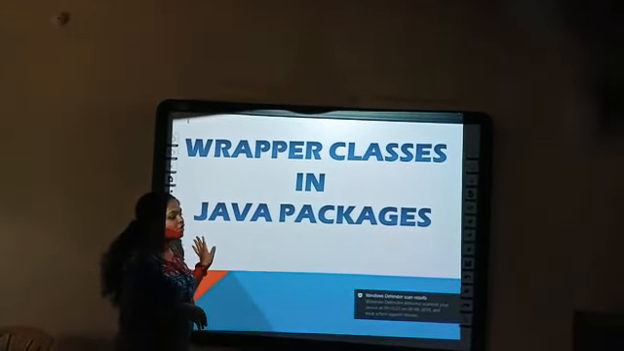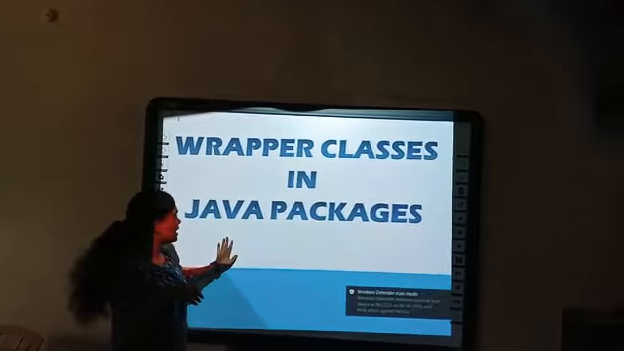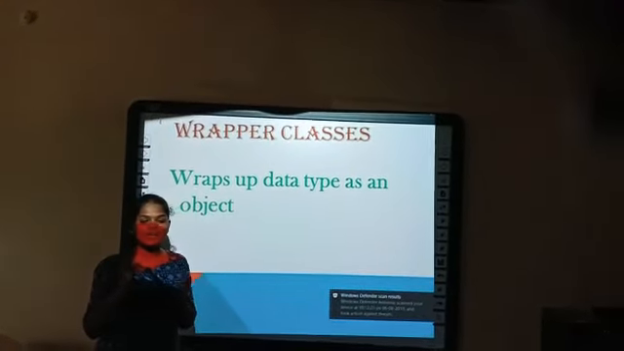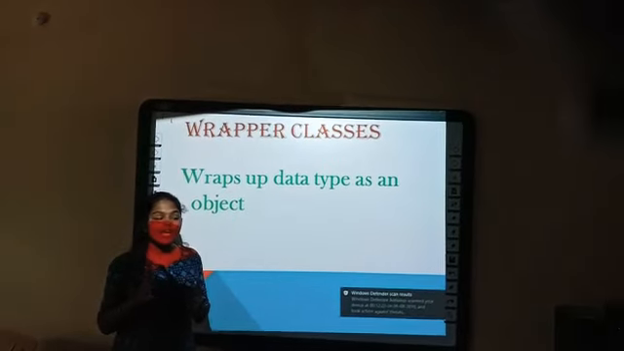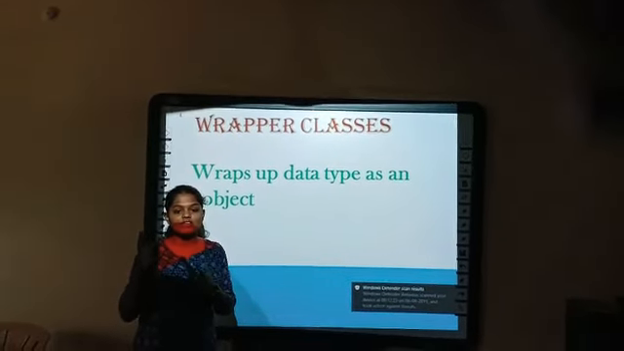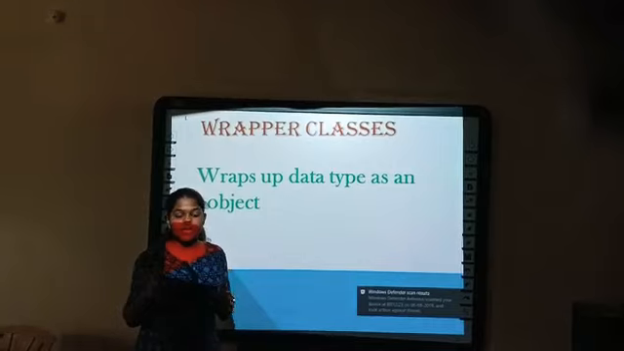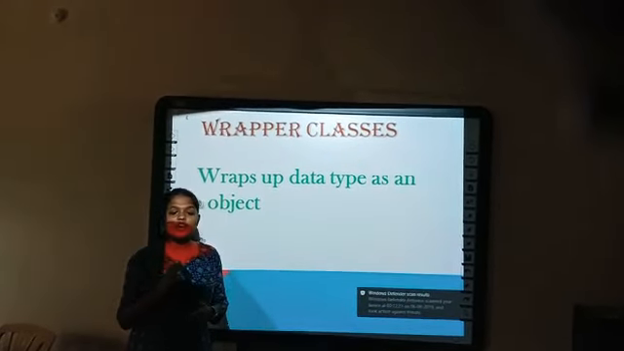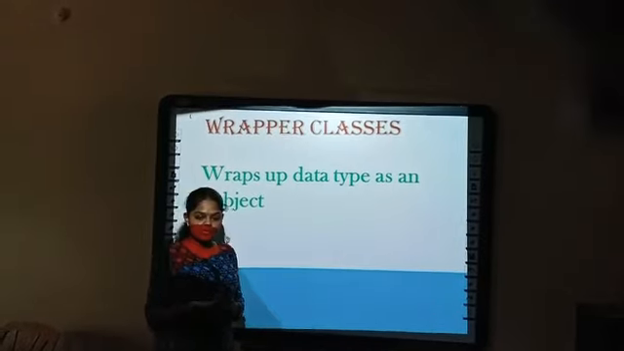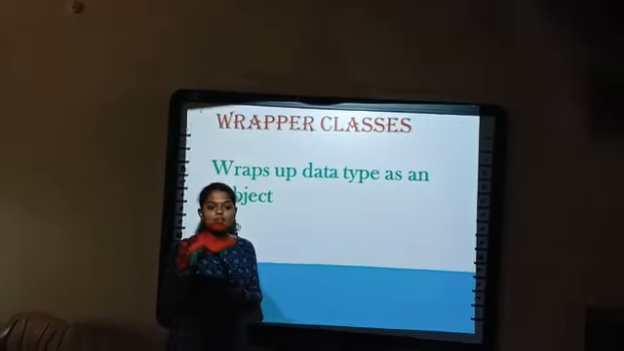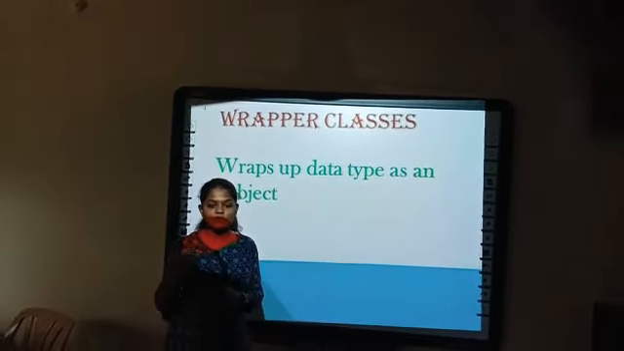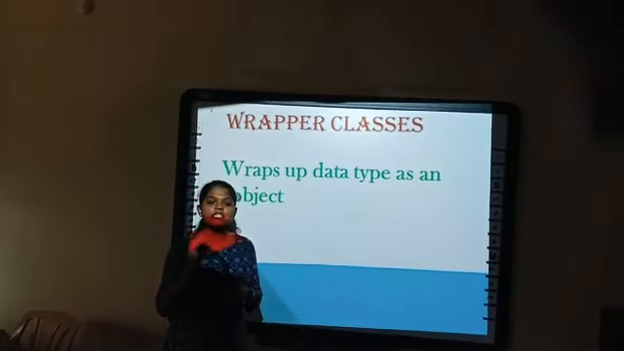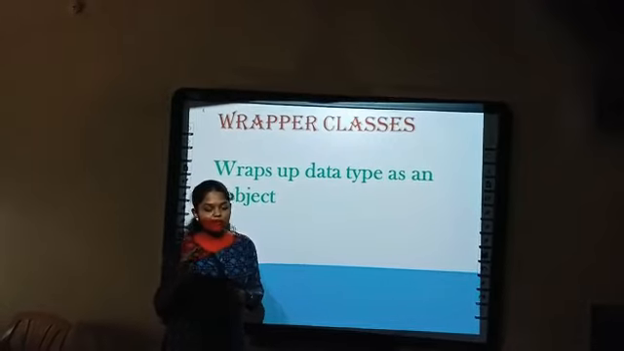Now, next topic is wrapper classes in Java packages. Java is an object-oriented language. Is it a 100% object-oriented programming language? No, it is not. It is 99.9% object-oriented programming language. Because when we say 100% object-oriented programming language, we should only use objects and do the programming. But in Java, we use the primitive data types also. So it is 99.9% object-oriented programming language.